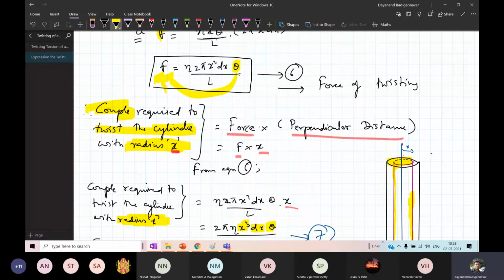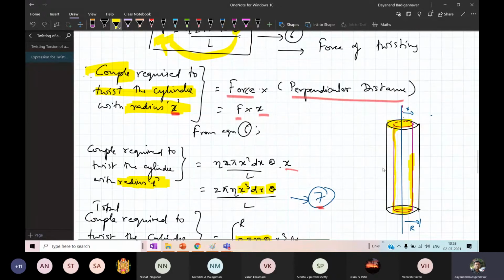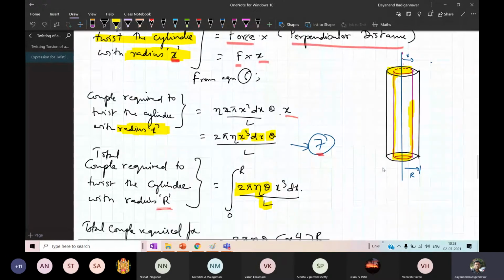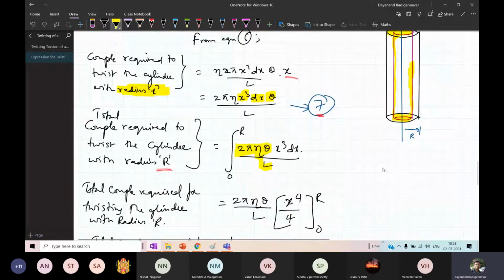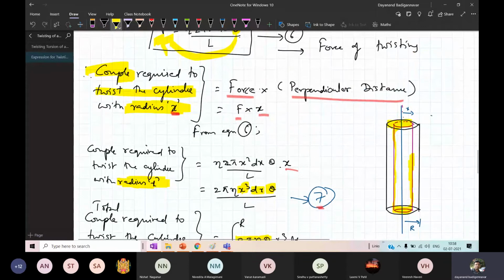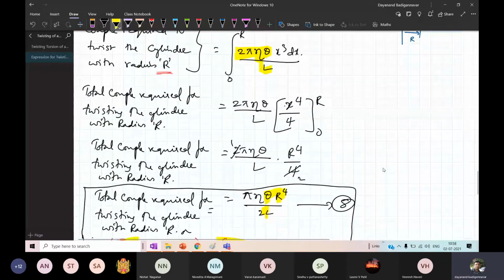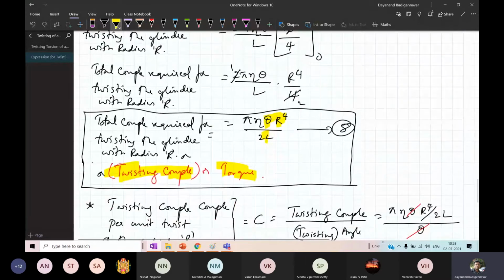You require this much of force. Or I should not call it a force. I should call it a couple, applied couple, or the couple for twisting. So this is the couple for twisting. You evaluate it as force into perpendicular distance, and we have done the calculation in this. So this is the value. This is called the twisting couple, or the torque. Keep in mind.